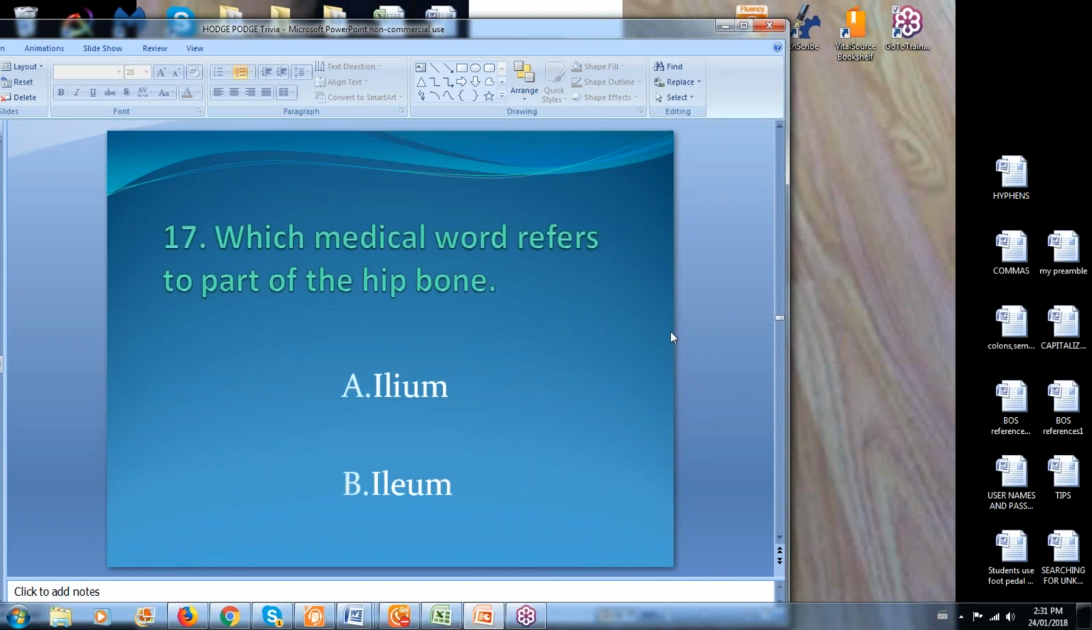Okay, let's see. 17. Which medical word refers to part of the hip bone? Is it A, ilium, I-L-I-U-M, or B, ileum, I-L-E-U-M? There is a hierarchy of resources in the course account specifics, and that is what you are supposed to use. That's right, Joanne, exactly.